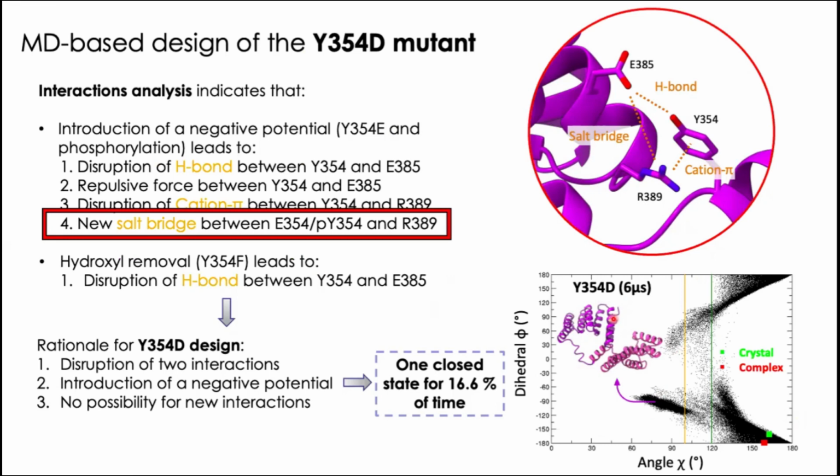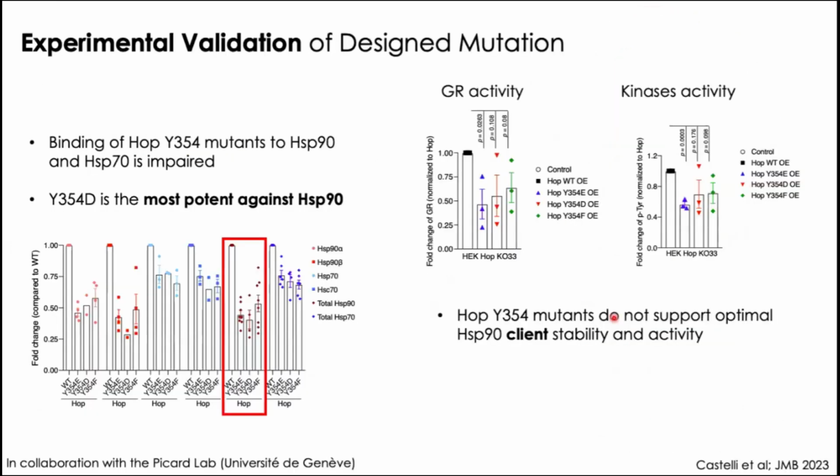And then what we did was to use this information and realize mutants of the co-chaperone to test them in cell experiments where the maturation of substrates could be followed. This was in collaboration with the PCAP lab in Geneva.